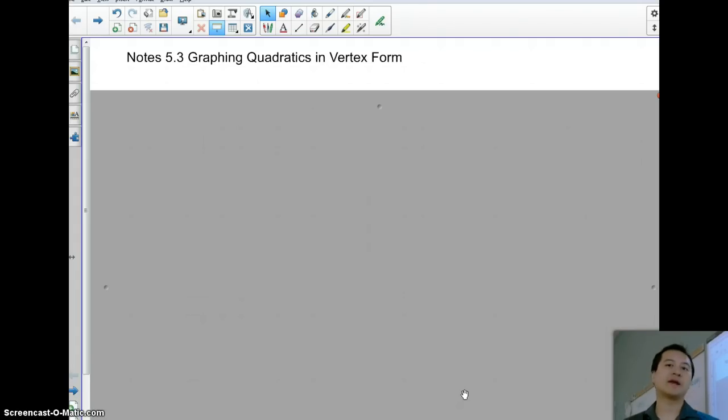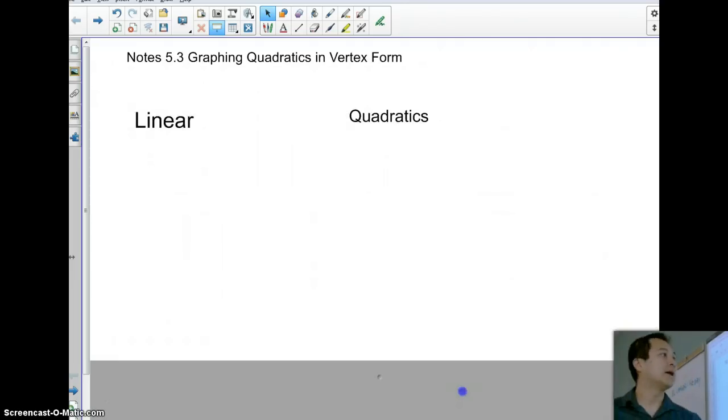Before we get into quadratics, I want to give a summary of what we've been learning. We've been learning everything linear so far. So what does linear mean? Linear means lines. So today we're going to talk about quadratics. What does quadratics mean?